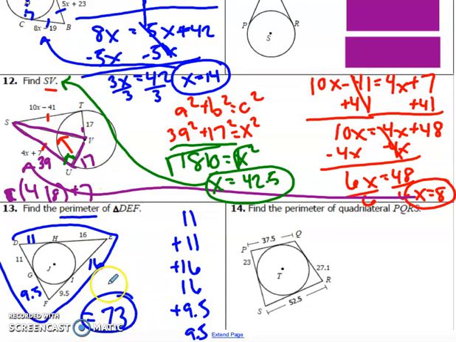And so that is how you can use tangent lines to find perimeters if a circle is circumscribed in a triangle, or a triangle is circumscribed around a circle. The circle is inscribed. All right, let's look at one more example.